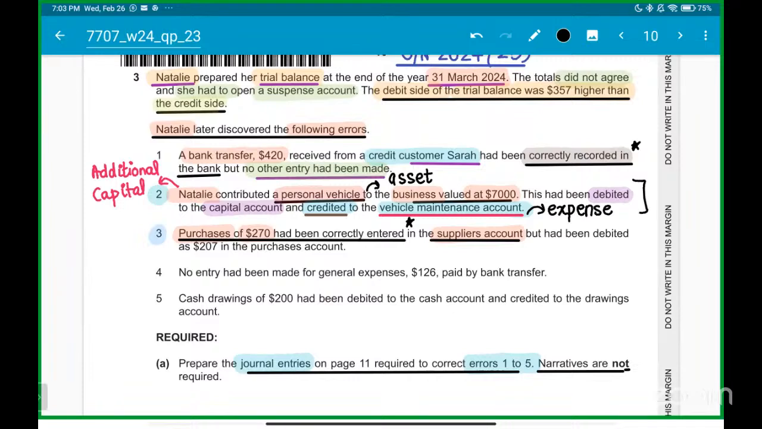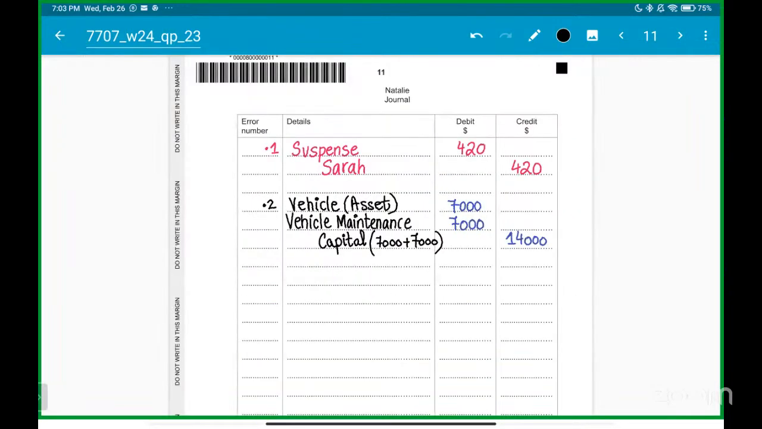If you look at error number two, it was an error not affecting the trial balance. Everyone should have an understanding: the errors that do not affect the trial balance, which are commission, omission, complete reversal, compensating errors, and error of principle, do not involve any suspense account. So error number two is an example of an error which is not affecting the trial balance.